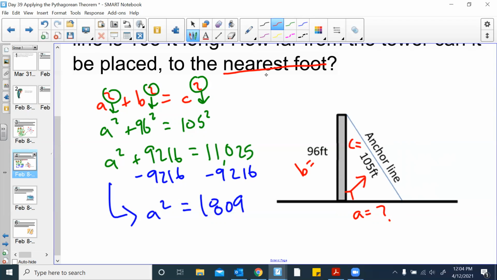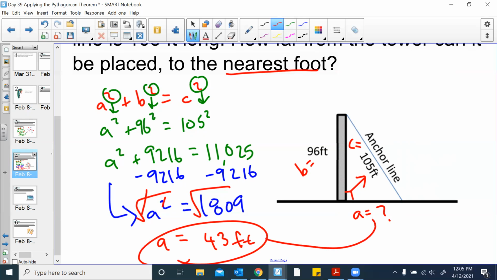Notice in this problem, we're going to round to the nearest whole foot, or the nearest whole number, essentially. Don't forget to take the square root of both sides, because that'll get rid of your square. You get A by itself, and that's going to equal 42.5323, blah, blah, blah. Well, we're rounding to the nearest foot. So I look to my right, that's a 5 or higher. So I know I need to add 1. So I get 43 feet. And that's how far away from the base of our tower we need to set this anchor line.